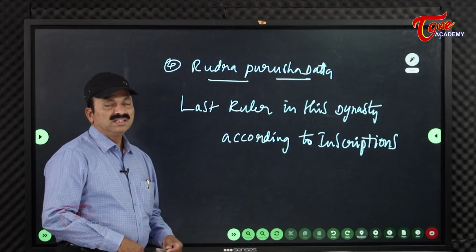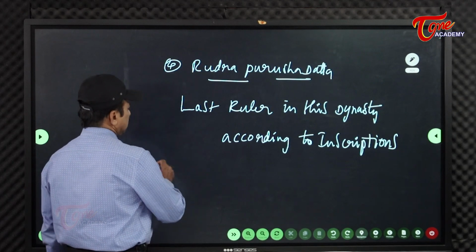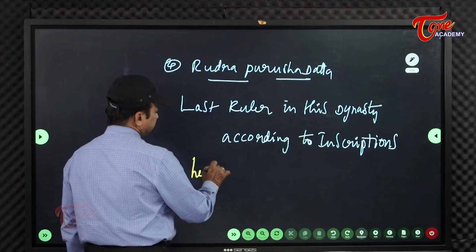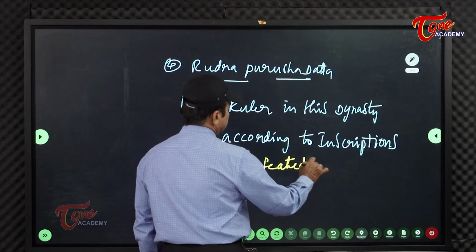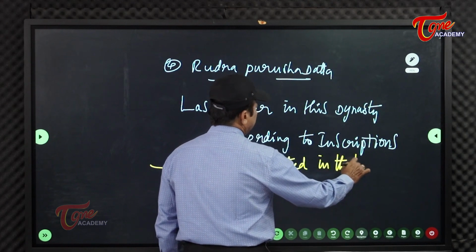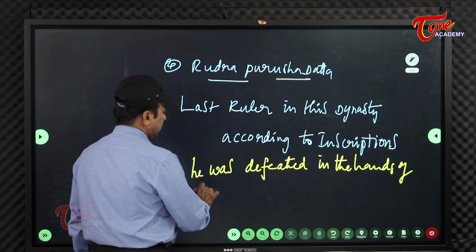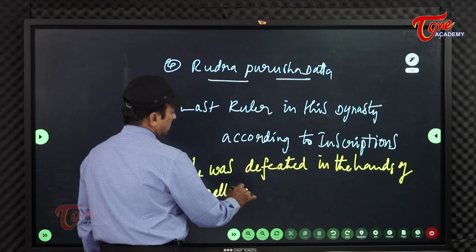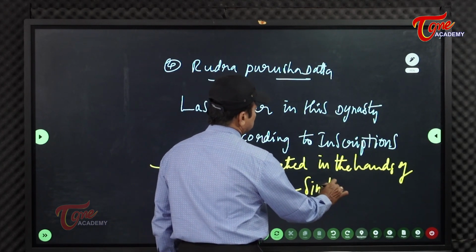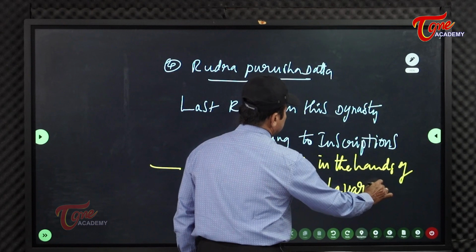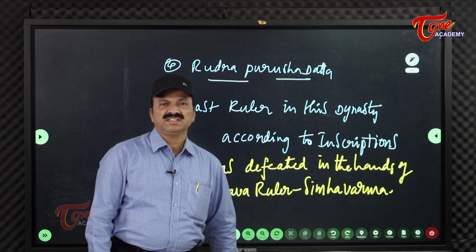At last, he was defeated at the hands of the Pallava ruler Simhavarma. With that, this dynasty came to an end.